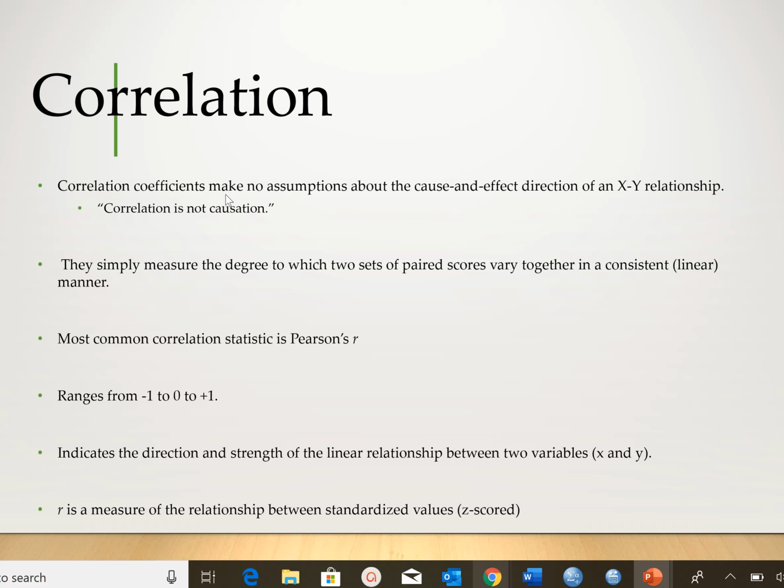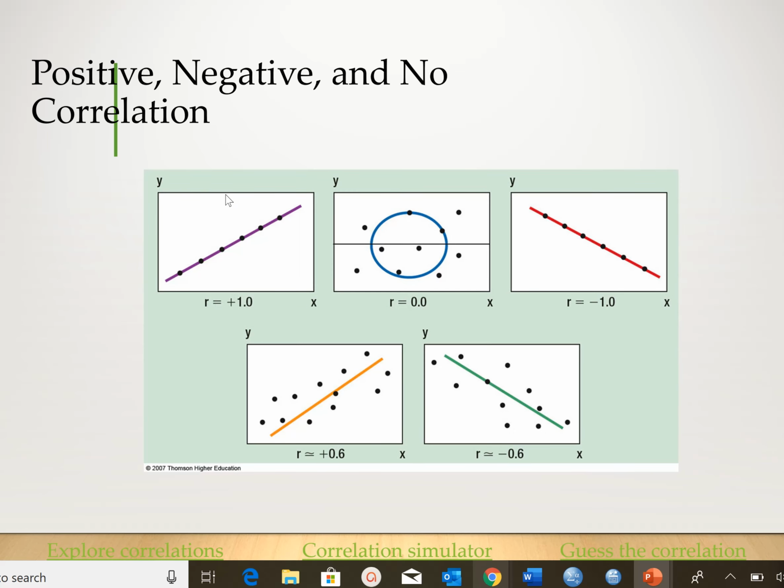Another way to think of Pearson's r is that it's a measure of the relationship between two standardized, or z-scored, values. We'll get to a formula for that in a moment, but first let's take a look at some scatter plots. The one in the upper left would be a really unusual thing to find in the wild, but it's good to look at as an example. That would be a perfect positive correlation.